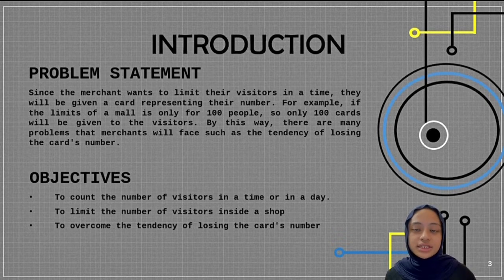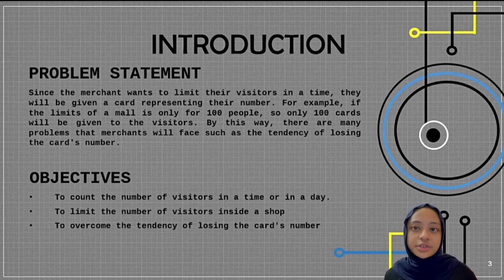Thus, visitors will be given a card representing their number. For example, if a mall only limits to 100 people, then only 100 cards will be given out. Hence, if the number of people entering the mall exceeds the limit, then the rest need to wait for their turn to go inside. However, there are quite a number of cases where visitors were unable to return the card due to misplacement. Hence, our group decided to do this visitor counter, which will be operated automatically instead of manually, to overcome this problem.